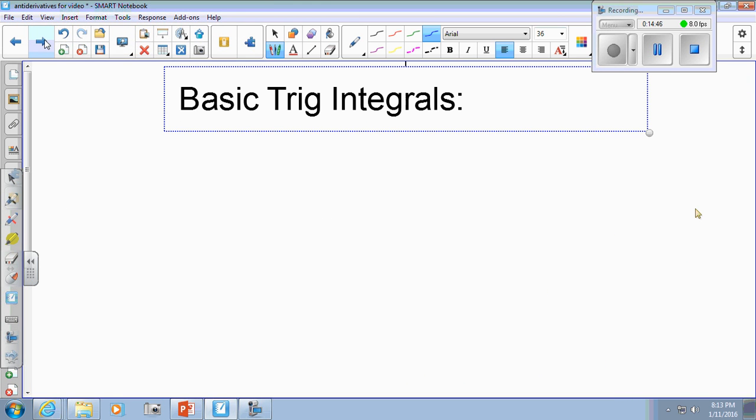Okay, last concept for today are some trig integrals, the basic trig integrals. So I want you to think about what your answers were for derivatives of trig. Okay, so the integral of cosine x dx. What function has a derivative that equals cosine?